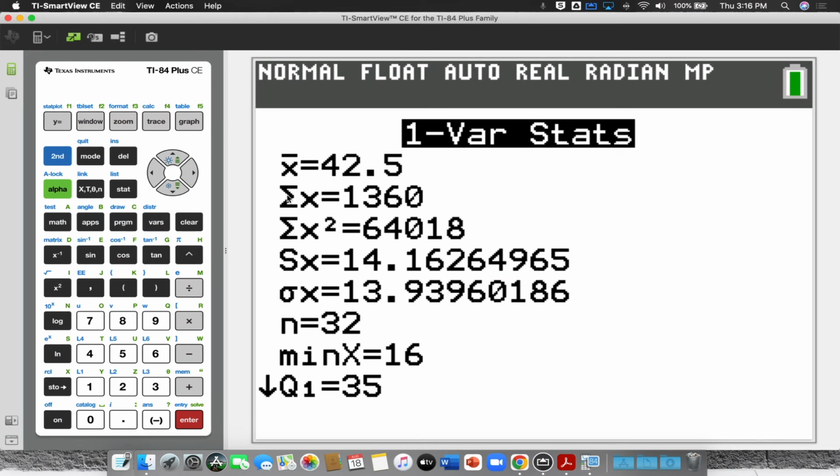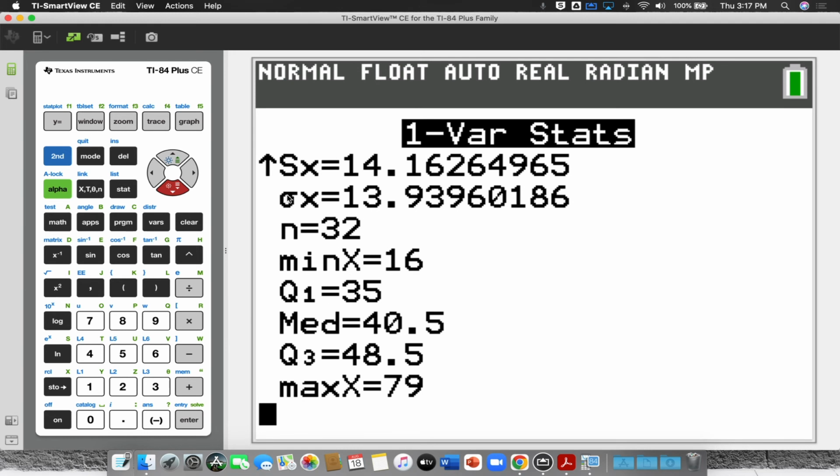n equals 32. What does that mean? Yes, how many numbers are in my set. 32 numbers in my set. Minimum, the lowest number, is 16. Med, see the Med right there? That's the median. Now, I have a question. All my numbers were whole. If I'm looking for the middle number and all the numbers are whole, why is the median a decimal? Yeah, Gershon?